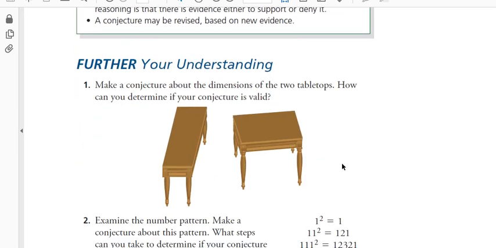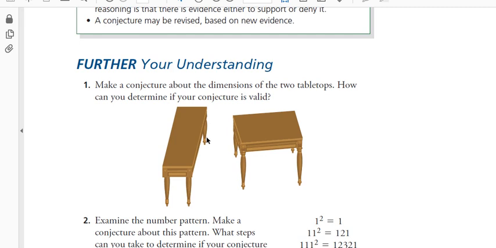So here's one more that we can do together here with the visual part. Make a conjecture about the dimensions of the two tabletops. Okay, these appear to be very different. Are there any parts of them that are the same though? And with a ruler or with your little measuring stick, whatever you have there, is there anything that appears not to be true but actually is true? Or what can you guess about this?